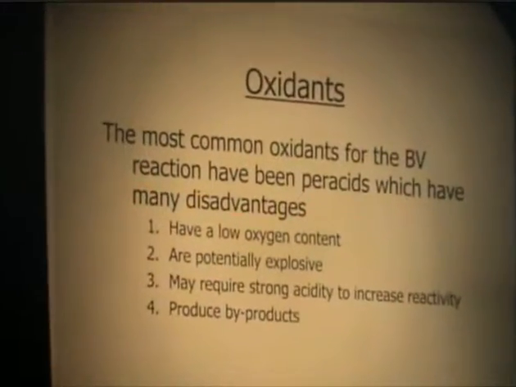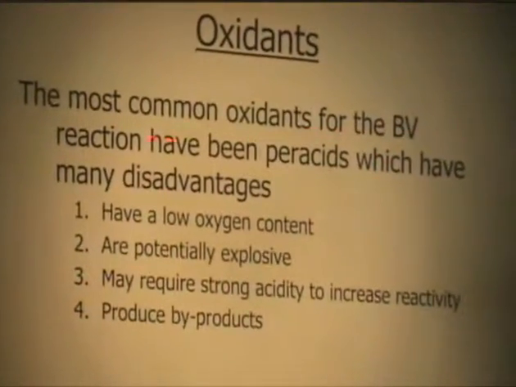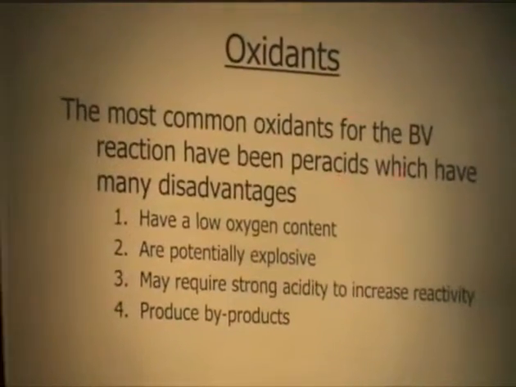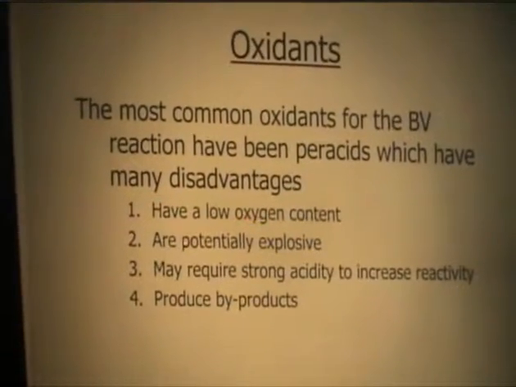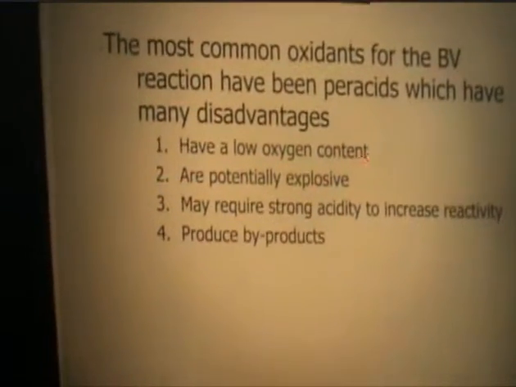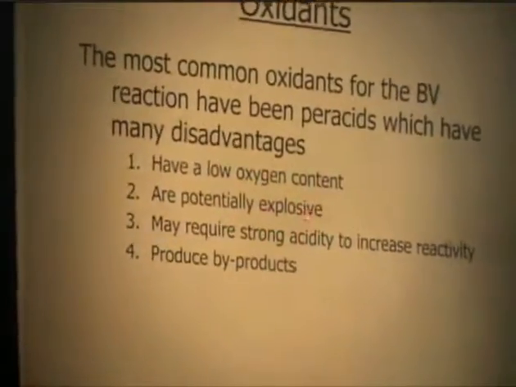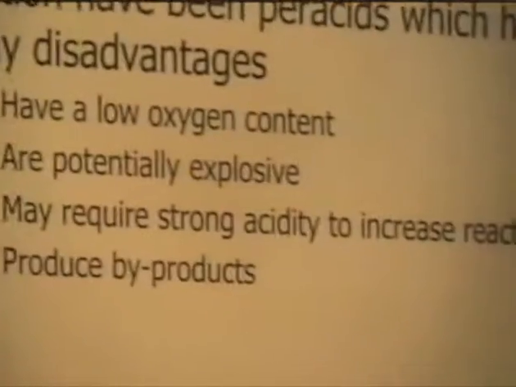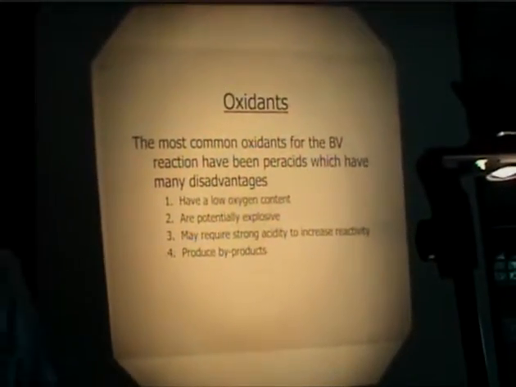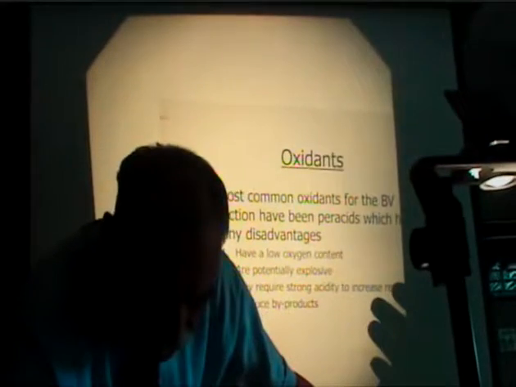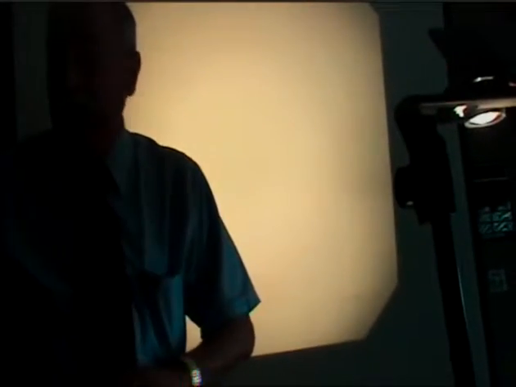So it says the most common oxidants for the Baeyer-Villiger reaction have been per-acids, which have many disadvantages. They have a low oxygen content, are potentially explosive, may require strong acidity to increase the reactivity, and they produce byproducts. So we wanted to do it with hydrogen peroxide. We wanted to use hydrogen peroxide as the peroxide that we're going to use.